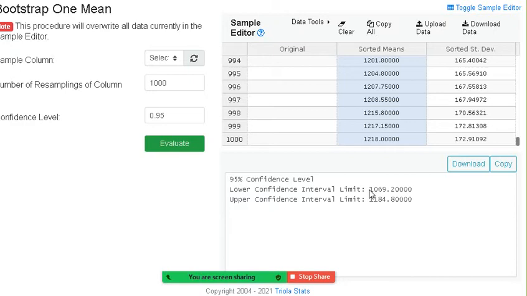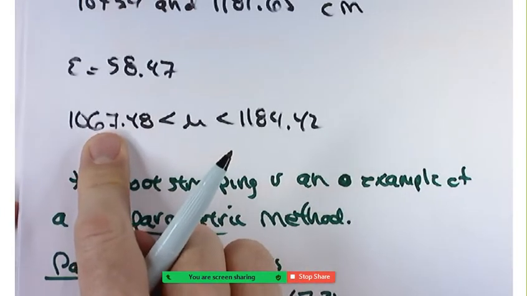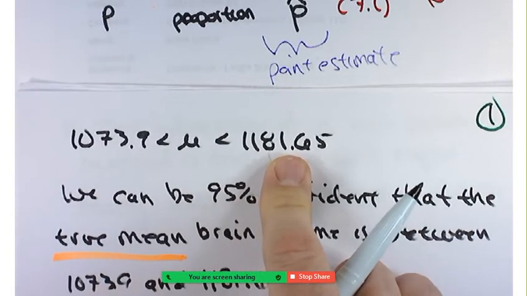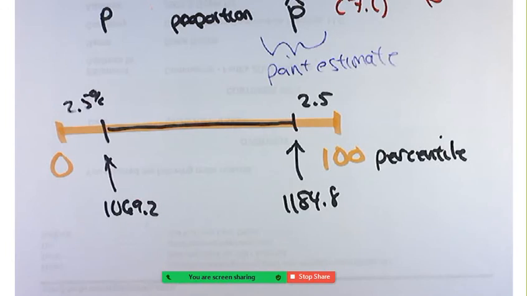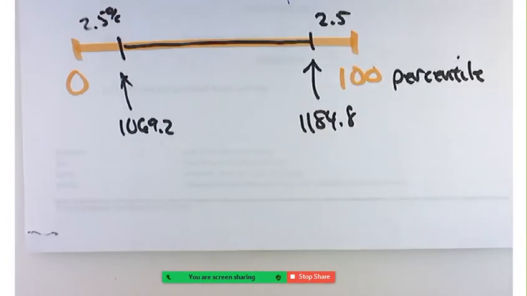That's your confidence interval for this one. Now, you likely got something that looks a little bit different, and that's okay. Nothing wrong with that. When I did it earlier this morning for my other class, these are the numbers I got. They're similar, but they're not exact. 1073.9 to 1181.65. Okay, but this is your confidence interval. It's a different way of getting at a similar result.